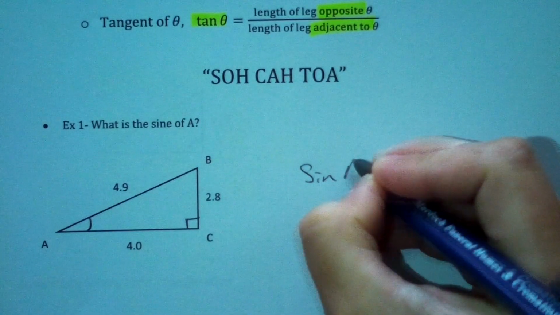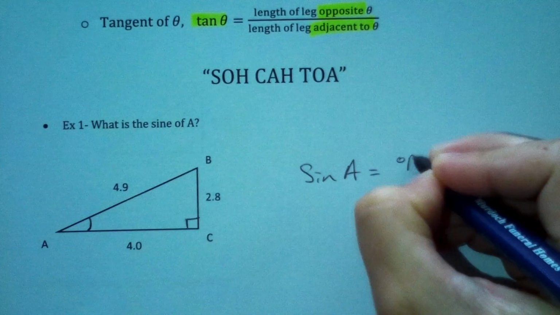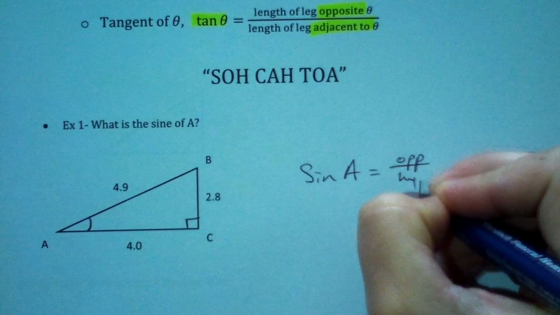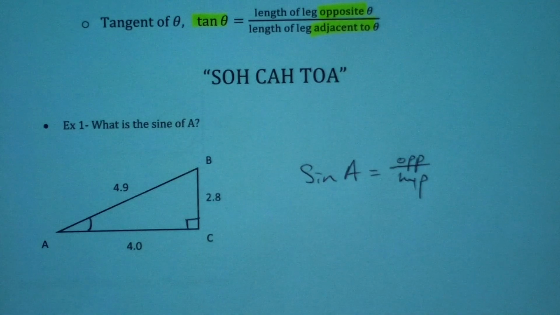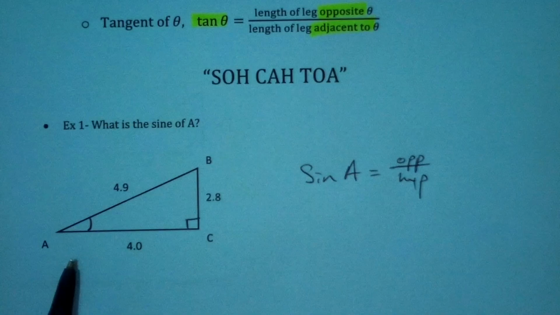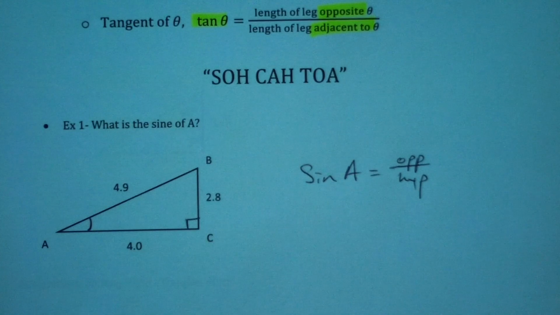Okay, and now we're thinking about the side opposite. What is opposite the A? The 2.8 would be, yeah, because the other one would be touching it, so that would be the adjacent one, and this would be the opposite one. So we just have 2.8 there.